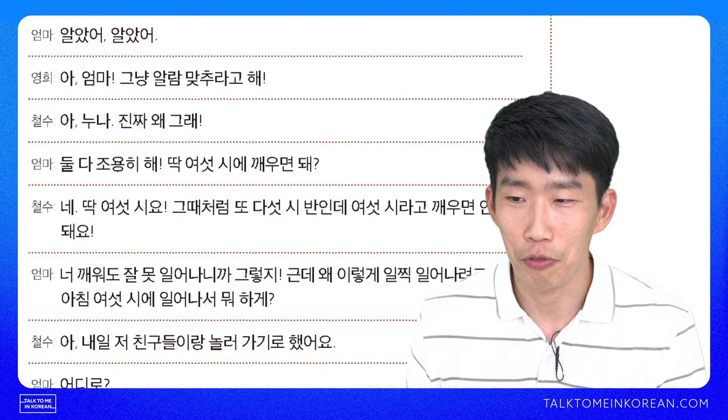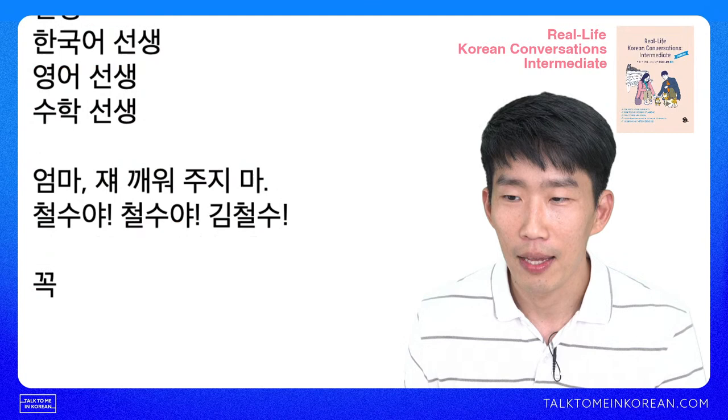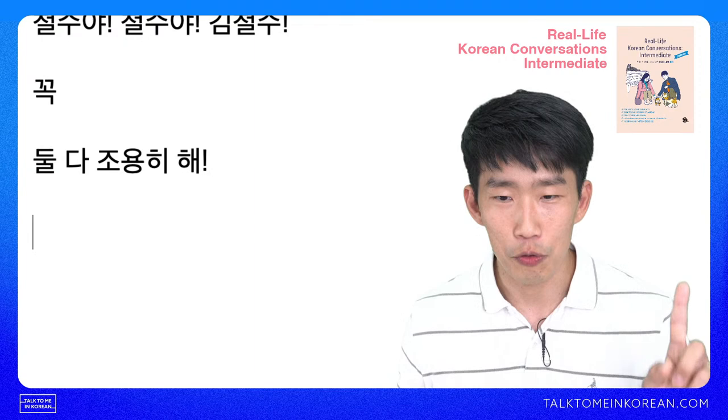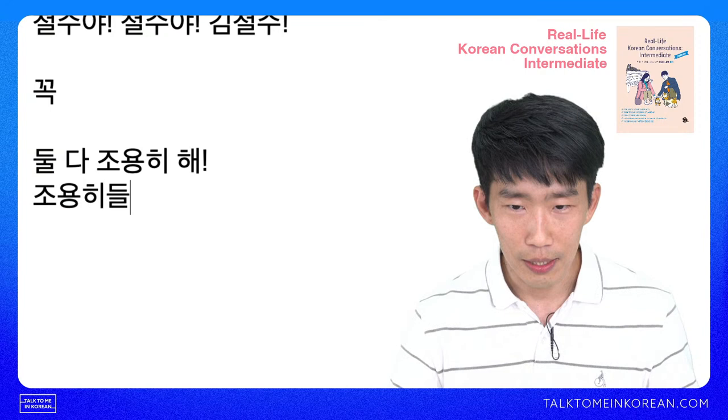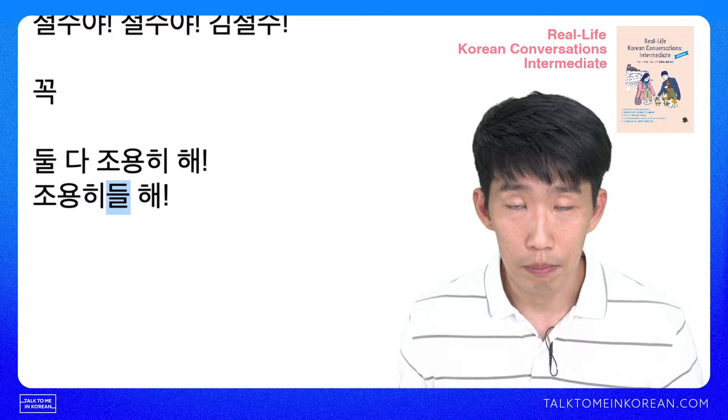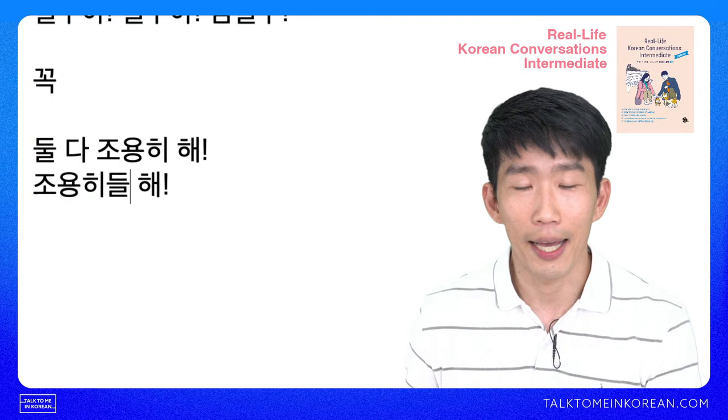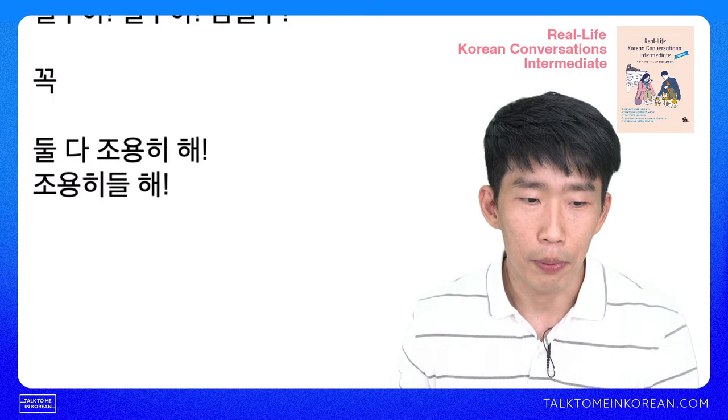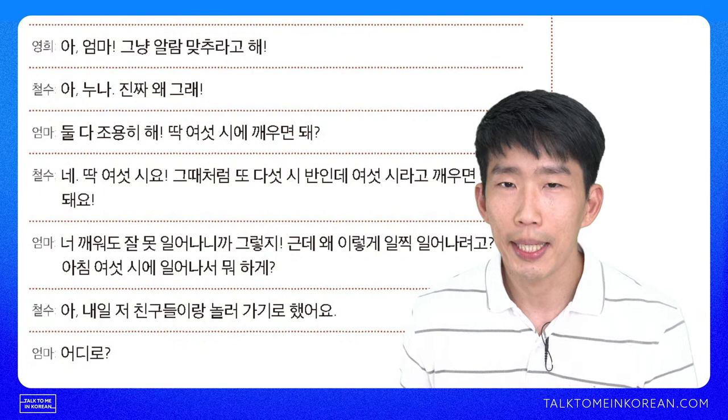둘 다 조용히 해. In this case, 둘 다 조용히 해. So this is the sentence that you see in the book. 둘 다 조용히 해. But you can also say 조용히들 해. So 들 is a pluralizer for mostly nouns, but surprisingly, you can add it to the back of an adverb as well if you are talking to or talking about plural people. So 조용히들 해. And then 둘 다 조용히 해. Both of you, you know, be quiet.